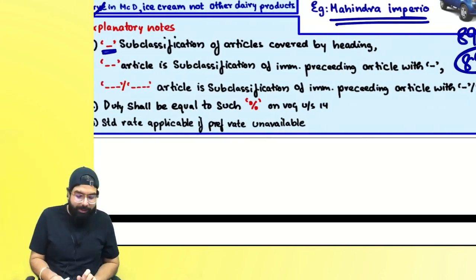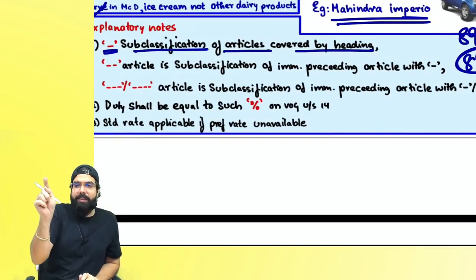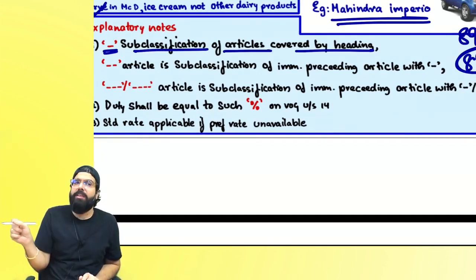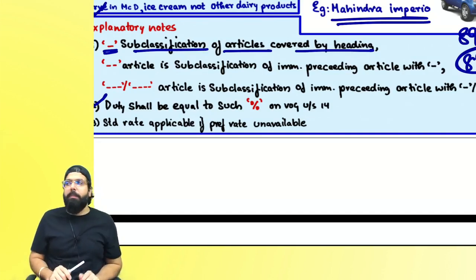What do you mean by a dash? Dash means sub-classification of the article covered by the heading. The sub-classification is denoted by a dash, and further sub-classification is denoted by dash dash, or dash dash dash. Right, everyone? The next one over here is, what do you mean by percentage?